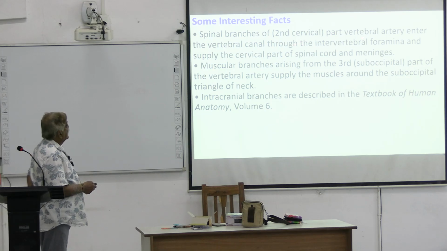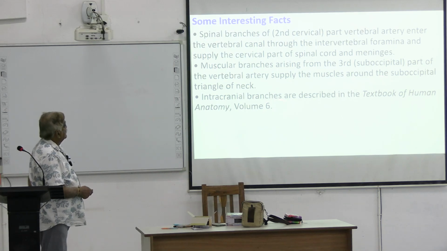Now, some interesting facts. Spinal branches: in the second cervical part, the vertebral artery enters the vertebral canal through the intervertebral foramina and supplies the cervical part of the spinal cord and meninges. Muscular branches arise from the third suboccipital part of the vertebral artery and supply the muscles around the suboccipital triangle of the neck. Intracranial branches are described in the next class.